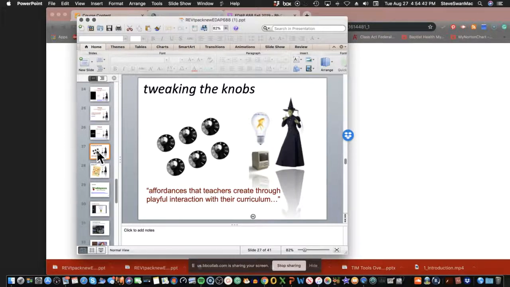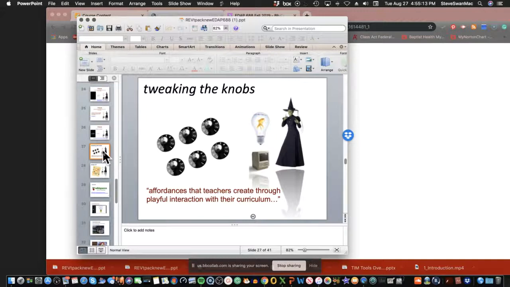I would argue that this is what the guys are saying about tweaking the knobs. If we don't have the ability to play with the various pieces of technology that are available to us in classrooms today, if we don't have an understanding of how to operate a Chromebook computer, how are we going to expect teachers to manage 30 of them or 25 of them in a classroom full of kids doing all kinds of stupid things on them?